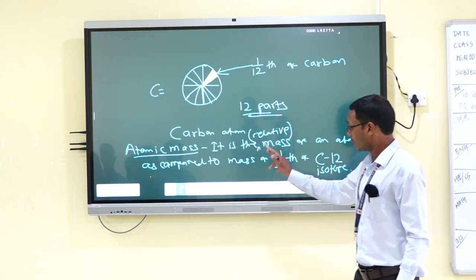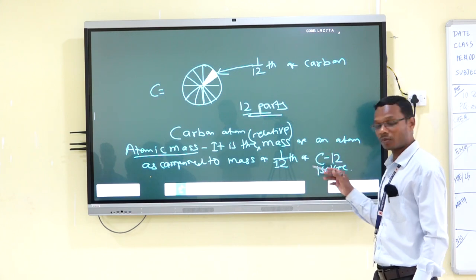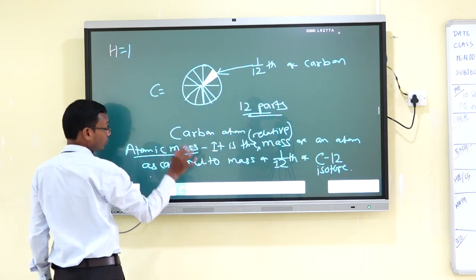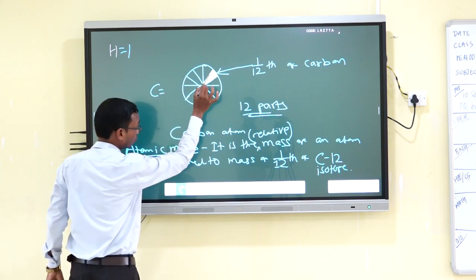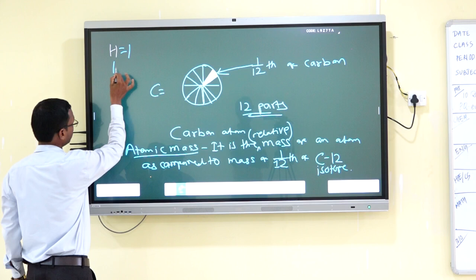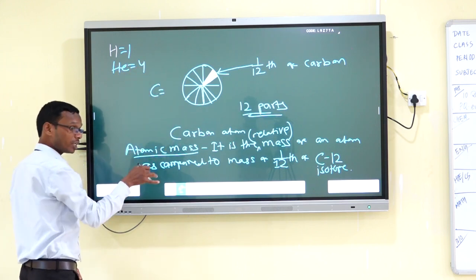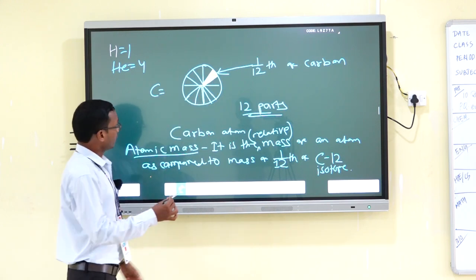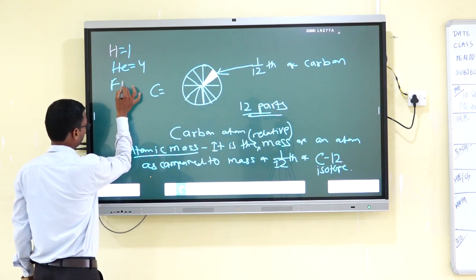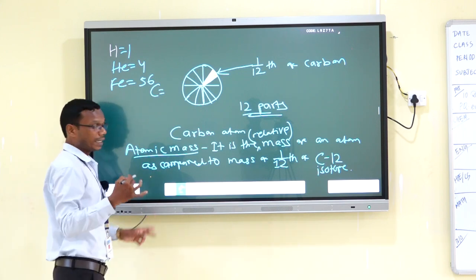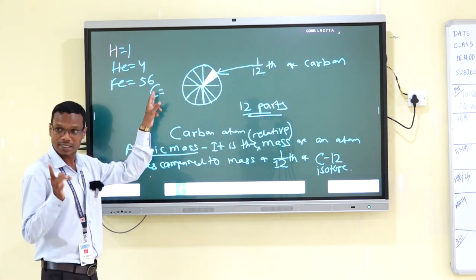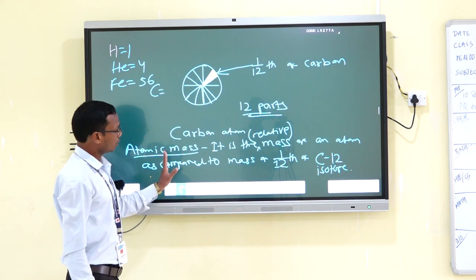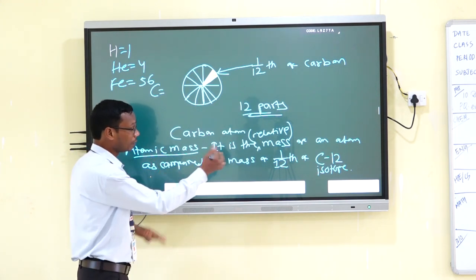Now what is the definition? It is the relative mass of an atom as compared to 1/12 of the carbon isotope. Means, if I say mass of hydrogen equals 1, that means 1 represents this one part. If I say mass of helium equals 4, that means it represents 4 times this part. If I say the mass of iron is 56, that means it represents 56 times this part. Okay. So this is the atomic mass and relative atomic mass.